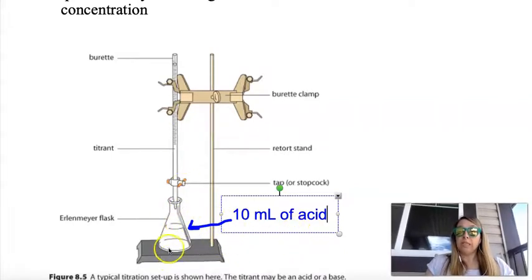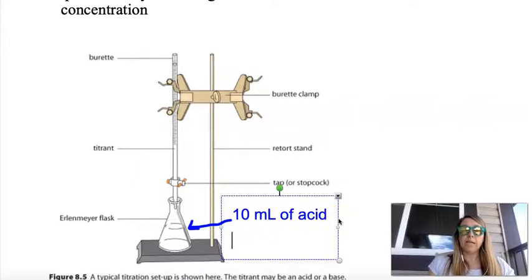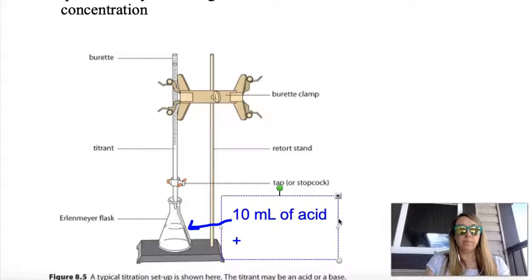Acid, generally a clear colorless solution. We would be filling our burette with base, which is also a clear colorless solution. So what we are going to add to the acid in our Erlenmeyer flask is usually 3 drops of indicator.